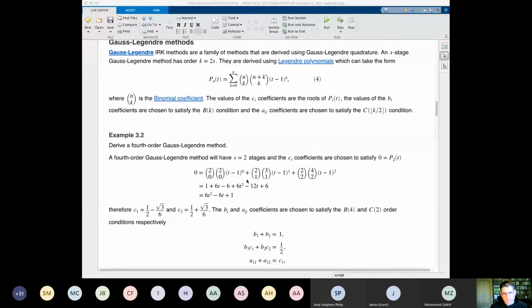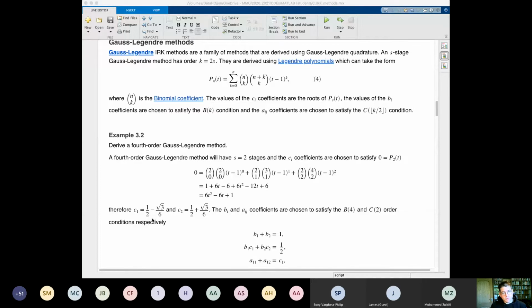Okay. When k is 1, we have 2 choose 1 times 3 choose 1 times (t minus 1). And when k is 2, we have 2 choose 2, 4 choose 2, (t minus 1) squared. Okay, so if we evaluate that and simplify, we get 6t squared minus 6t plus 1. Okay, easily solved using the quadratic formula, we have C values of 1/2 plus or minus root 3 over 6. Okay, so we have our C values.